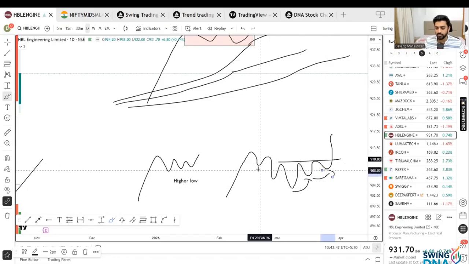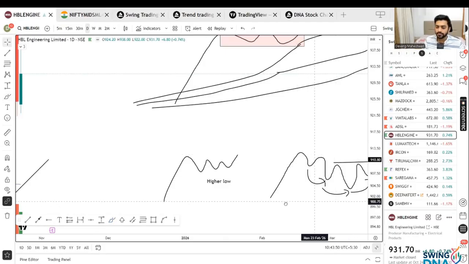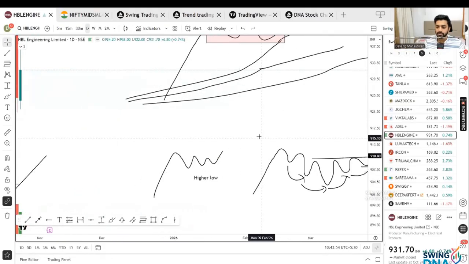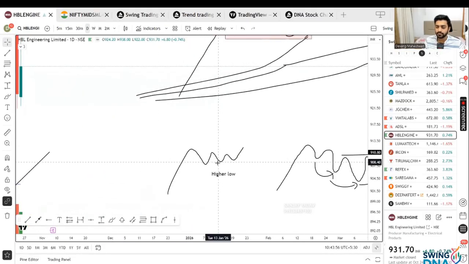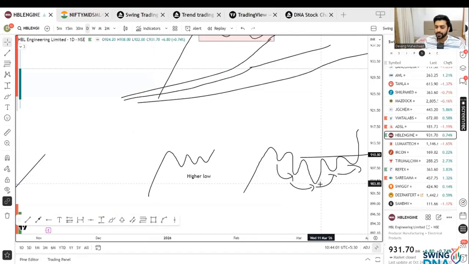Here, when it is moving in a lower low, sellers are more in strength. The simple reason is, whenever the stock is falling up here, it doesn't break the previous low up here. When it is moving downside, when it is a lower low, it typically breaks the previous low.